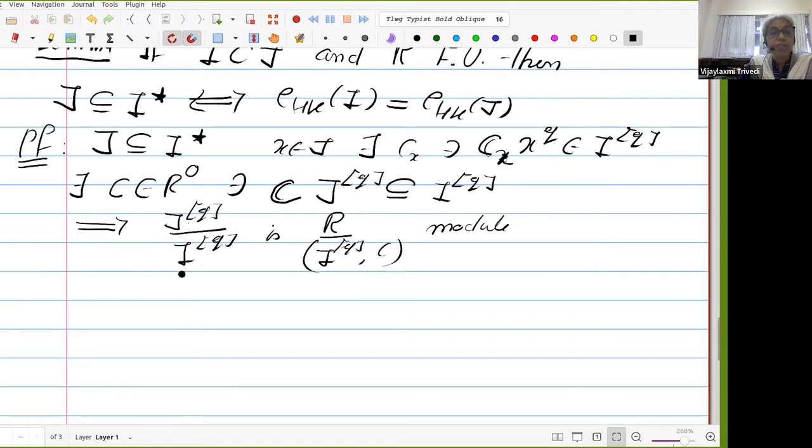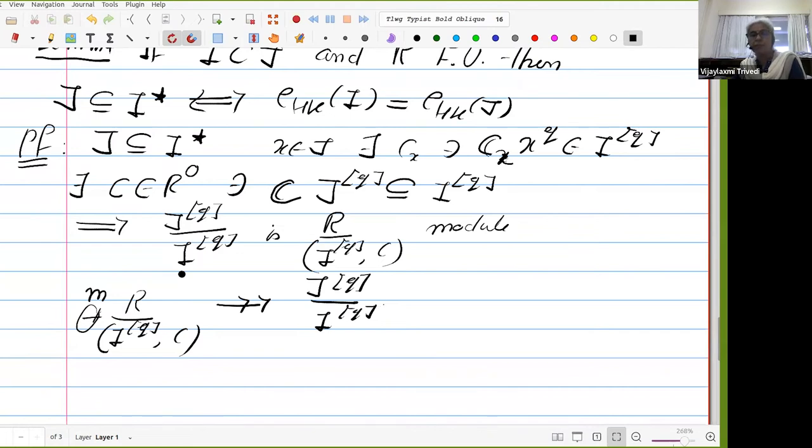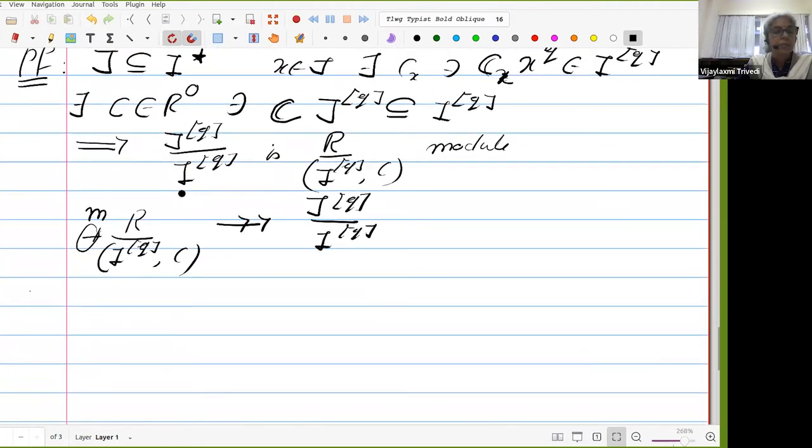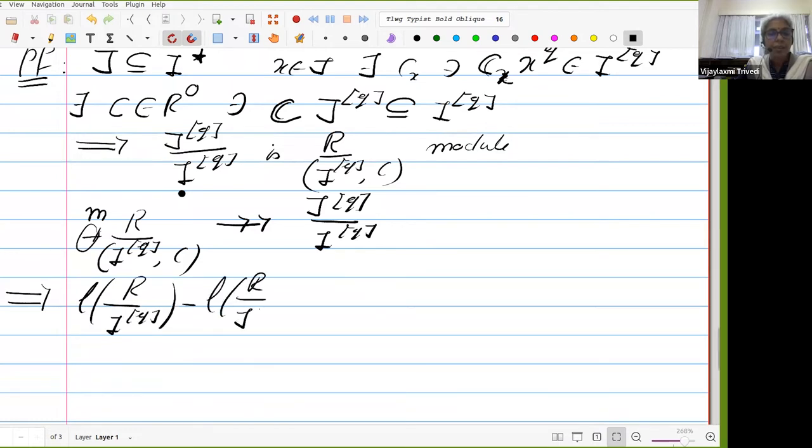In the sense that the generators of J^[q] will suffice. Remember, if J is generated by m elements, J Frobenius q will also be generated by m elements. So in fact there exist m copies such that the direct sum of R mod (I^[q] colon c) surjects onto J^[q] mod I^[q]. So this implies the length of this one is less than or equal to the length of that. But what is the length of this one? It is the length of R mod I^[q] minus the length of R mod J^[q].